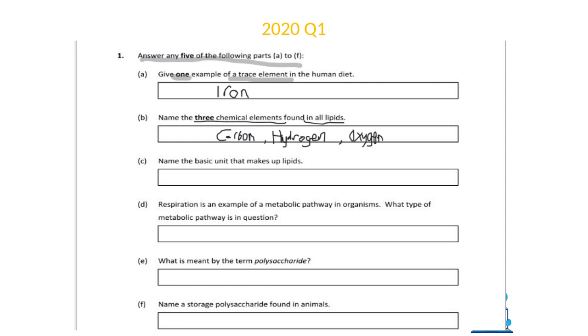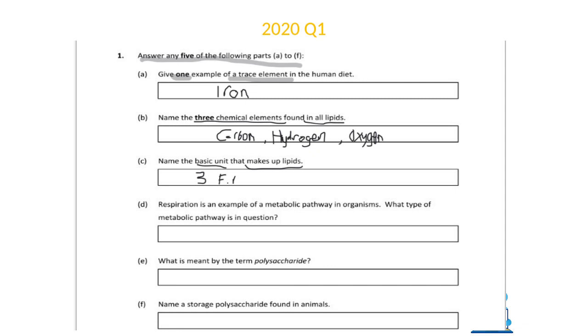The next question is referring to lipids, but the basic unit that makes up lipids. So if we're thinking about our building blocks of lipids, we're thinking about our fatty acids and our glycerol. So in this case, the basic unit, so 3 fatty acids.